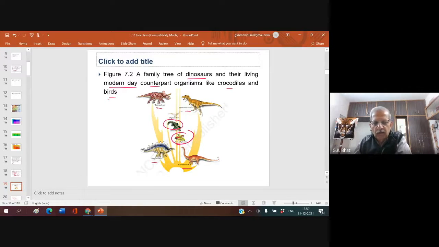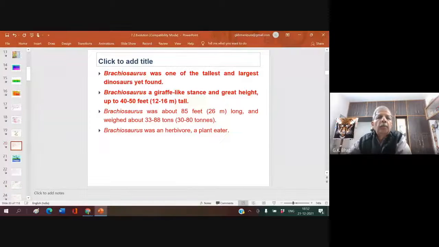If at all possible, after writing the NEET examination, please make it a point to watch the film Jurassic Park, to get an idea of how the conditions might have been at that time. Now, Brachiosaurus: you need not take down all the points, but just know some of them.